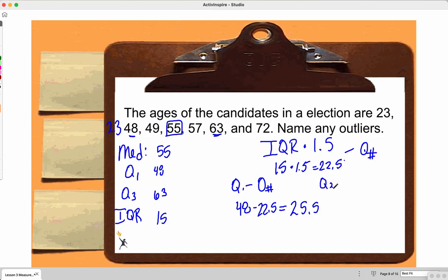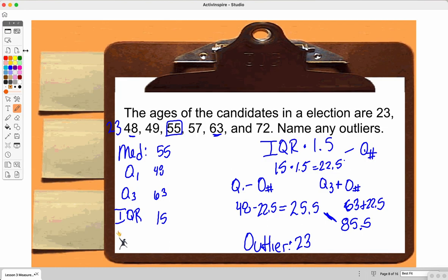To find the upper limit, I'm going to do Q3, and I'm going to add the outlier number. So I'm going to say Q3 is 63 plus 22 and a half. So together that gives me 85 and 5/10. So this is my range. If I have any number outside that area, that's why it's referred to as an outlier, then it's considered an abnormal piece of data. It's an extraordinary piece of data. So we do happen to have one of those. In this case, our outlier is 23. It's too far. It's way far out. It's not inside the normal bounds of answers for this particular set of data.